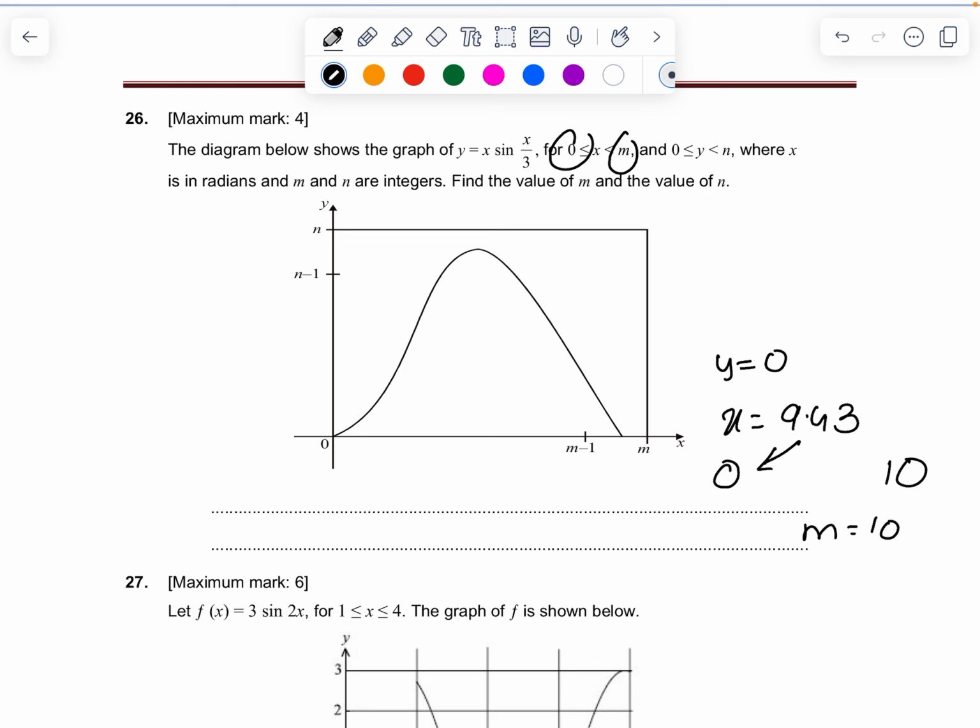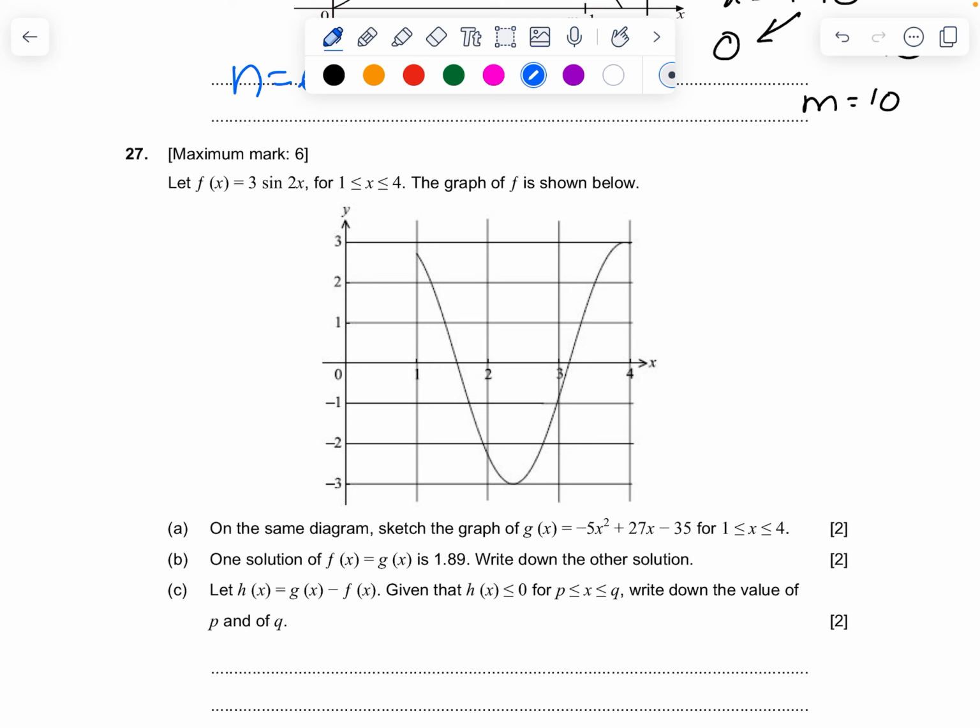But the range is between 0 to n, this maximum value. What is the maximum value from the calculator? 5.46. 5.46 is lying between 0 and 6. So n is going to be 6.